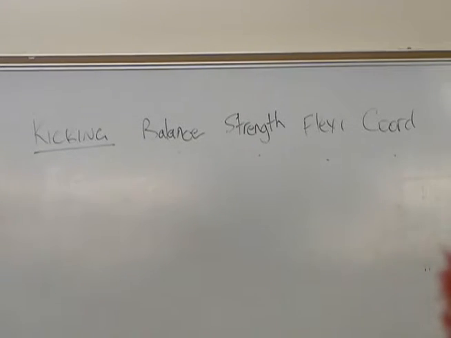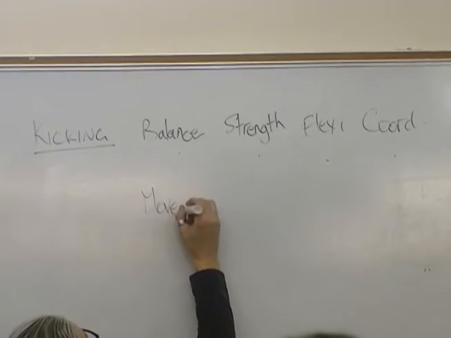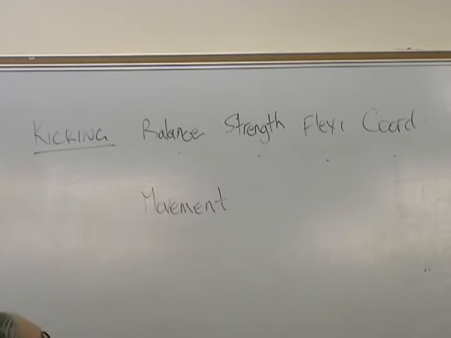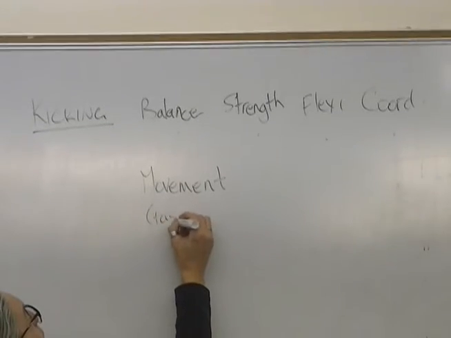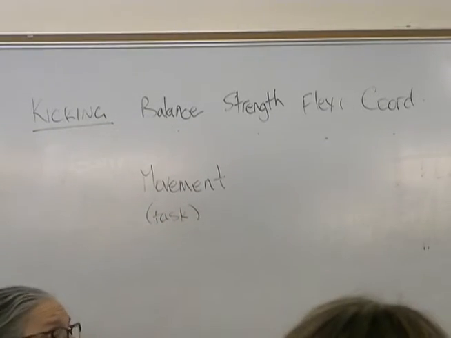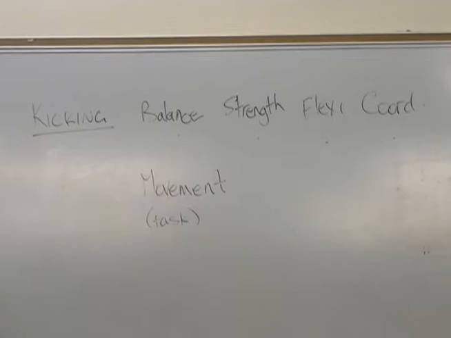So, task constraints in kicking. Right. So when we're on the playground and we've got kicking, what do I ask you to do? Move around, right? So, movement is a task constraint. Okay? Now, you could actually do that twice, because it could be movement of the person, or it could be movement of the ball. Right?